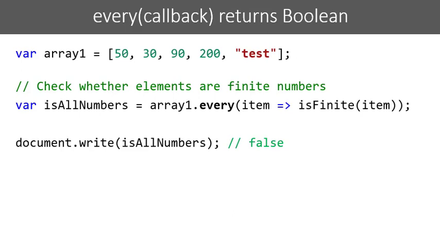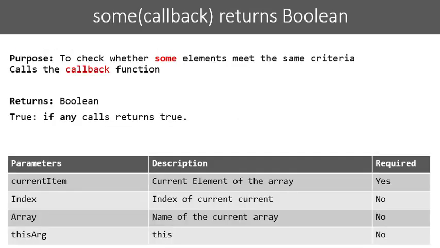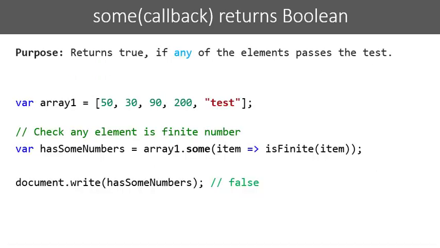Here in this example, the every method is used to check whether all elements are finite numbers. The array 1 contains a last element, which is not a number, so the every function returns false. Some is another method which is similar to every method, but it returns true if any of the elements passes the test. So any could have been a better name for this method. Here in this example, the some method is used to check whether any element is a finite number. So it finds the first element as a number and returns true.